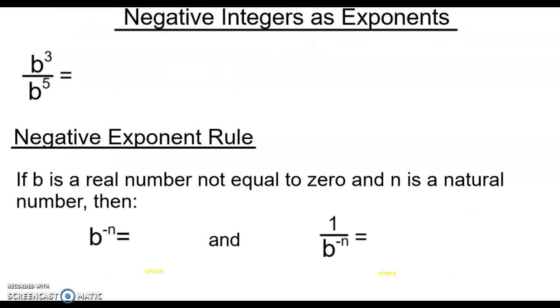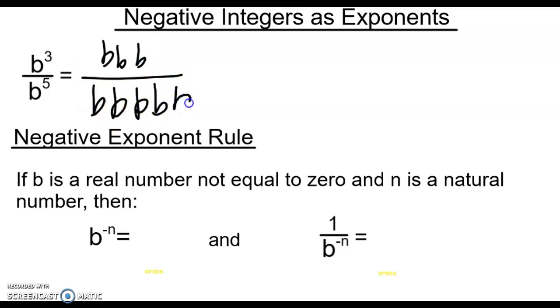All right, negative integers as exponents. So let's look at this one. Because it's b to the third divided by b to the fifth, that means you have 3 multiplied by themselves on the top, 5 on the bottom. Well, what happens? You go through, cancel, cancel, cancel. So you actually have 1 left on the top. Don't forget the 1 on the top. And you've got b squared on the bottom. So really, you end up with 1 over b squared.